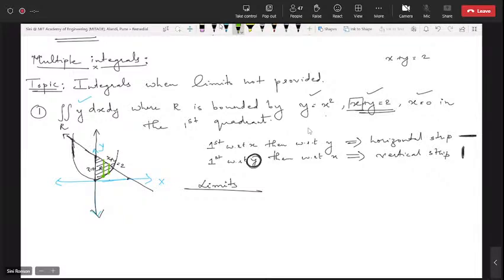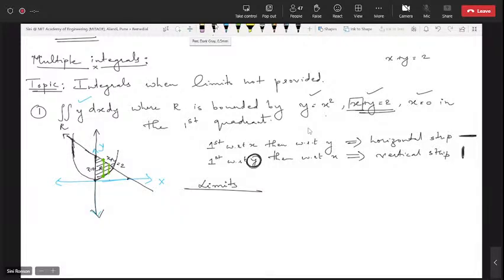So you have to first find out the value of y at this starting point, and from here your strip goes out of the region. So this will be your lower limit, and the other point is your upper limit. Now tell me, what is the value of y at the starting point? Can anyone tell me what is the value of y at this point?